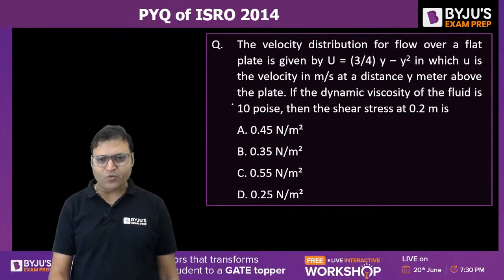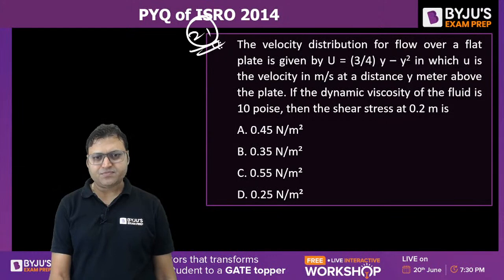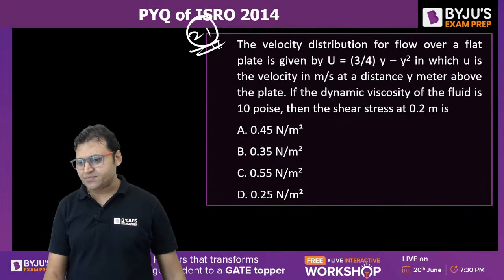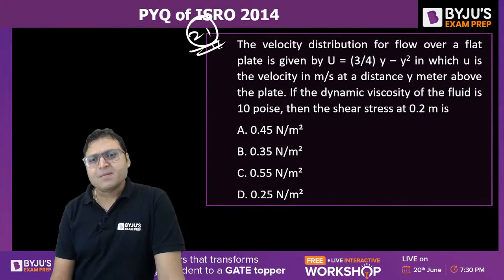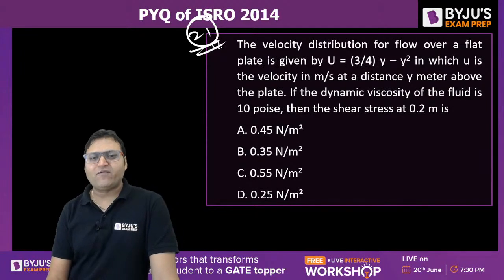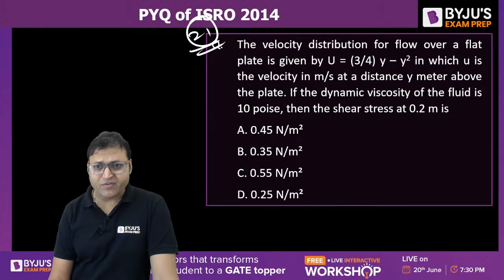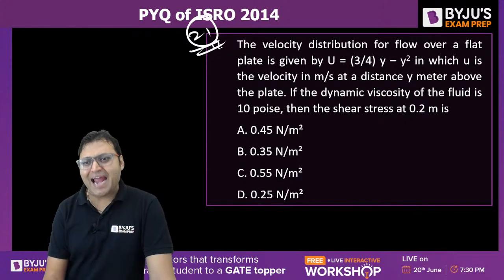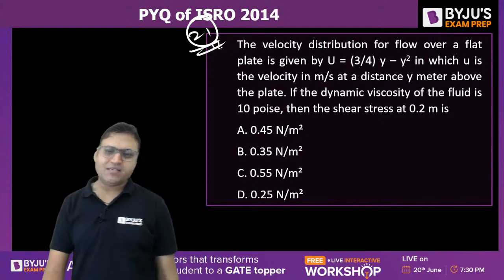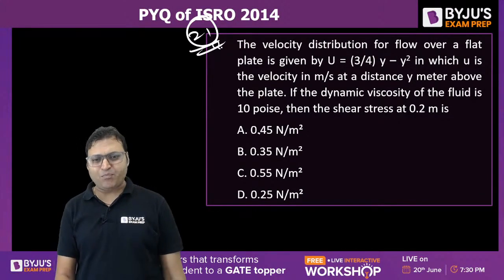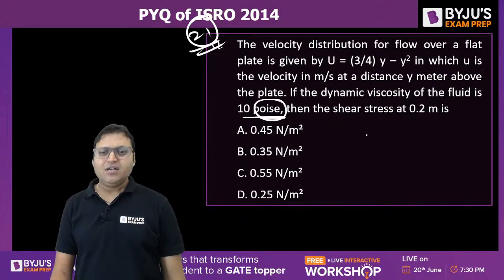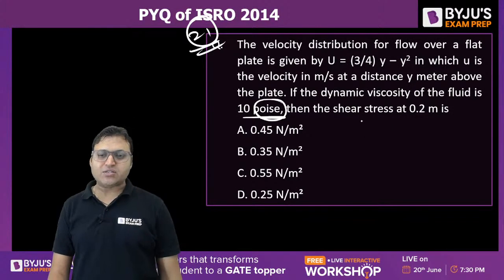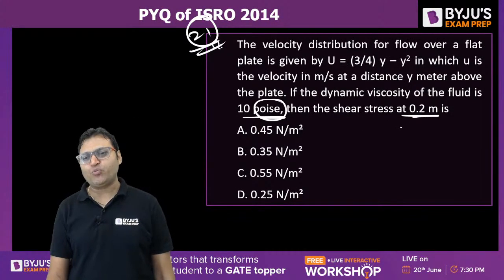Question number 21 on your screen. The next one. The velocity distribution for flow over a flat plate is given by this expression, in which u is the velocity in meter per second at a distance y meter above the plate. If the dynamic viscosity of the fluid is 10 poise, it is given in poise, so they will play with your units also. Then the shear stress at 0.2 meter is.